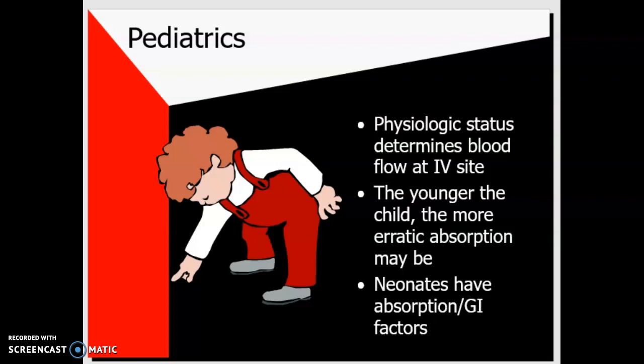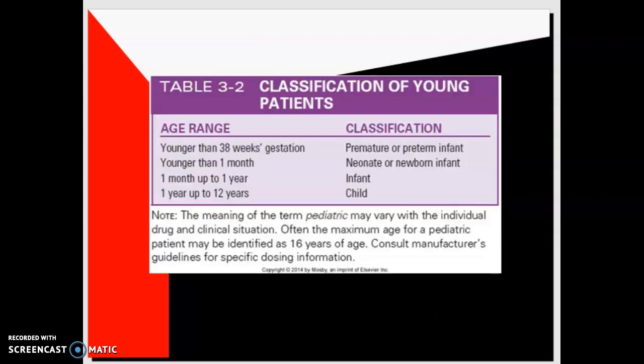Your textbook points out, with this particular classification of young patients, that a neonate or newborn is younger than 1 month. I'd like to note that really this is 28 days. So 28 days from the date of birth. Now, if a premature or preterm infant is born, that neonatal period may be extended, because the date is actually taken from their due date or their date of expected delivery through that 28 days. It is not quite a month.